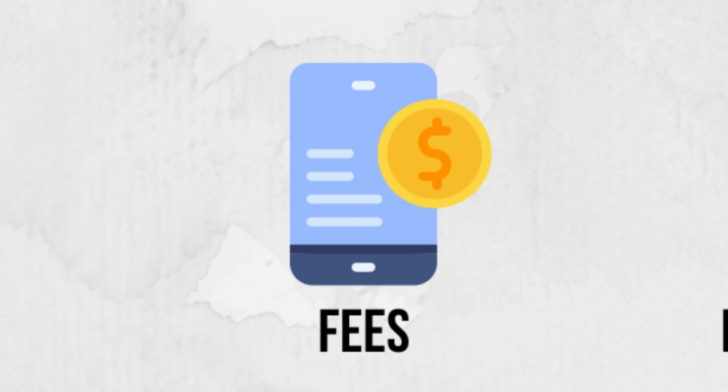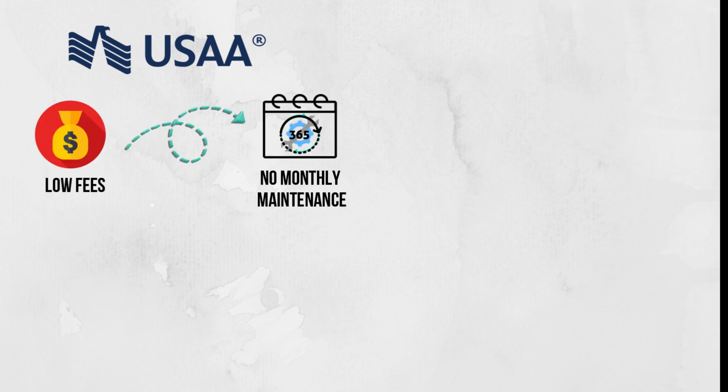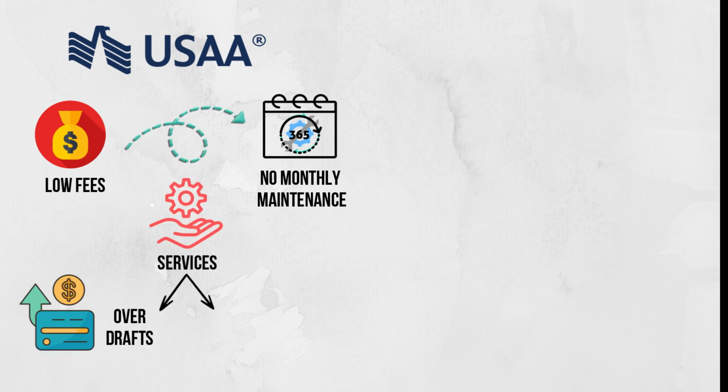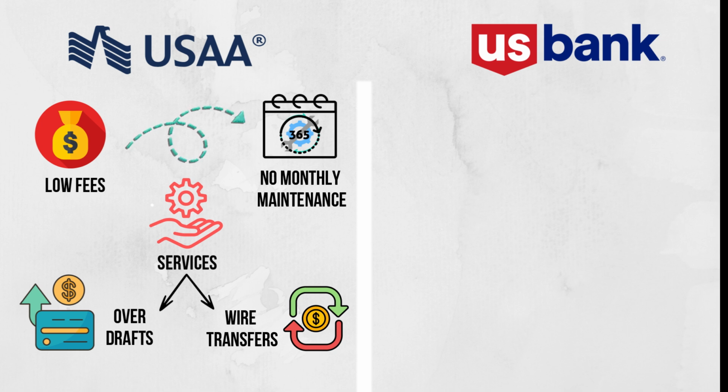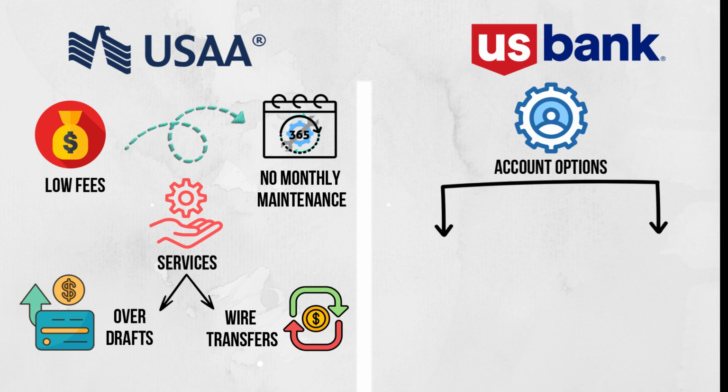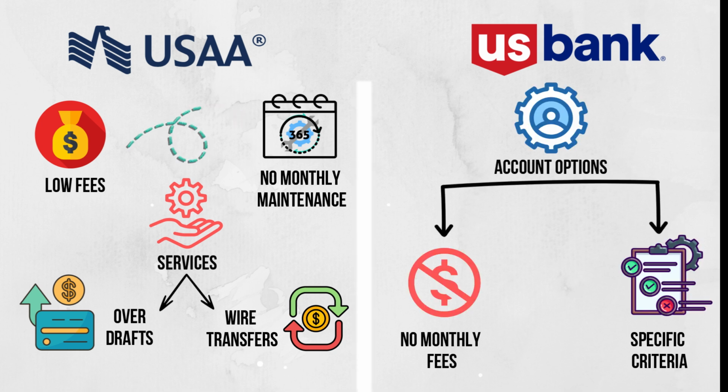Fees. Examining the fee structures is crucial for cost-conscious users. USAA Mobile generally offers low fees, with no monthly maintenance fees for checking accounts. However, there may be fees for certain services like overdrafts and wire transfers. US Bank Mobile Banking offers various account options, some with no monthly fees if specific criteria are met. There may be fees for some specific services.